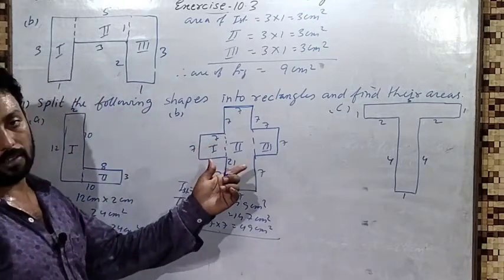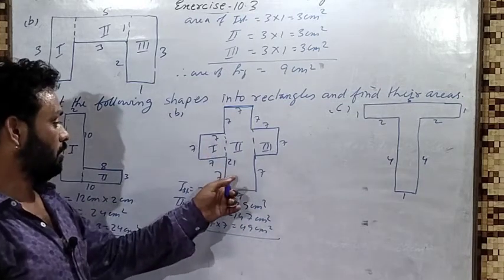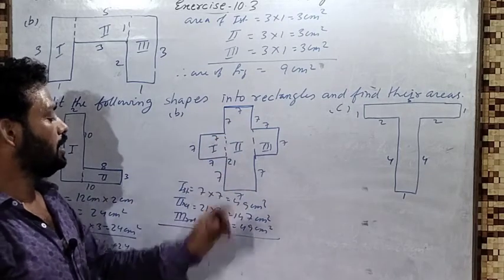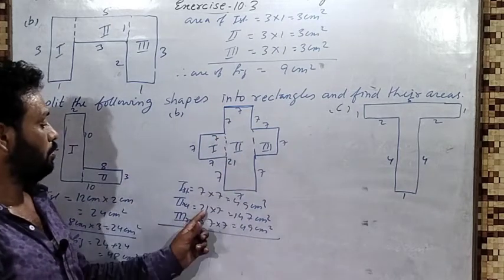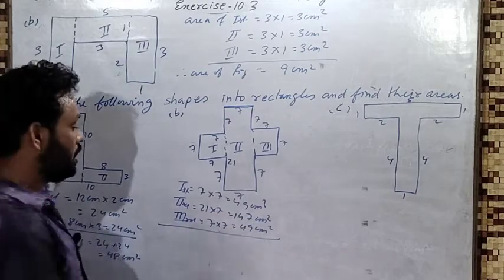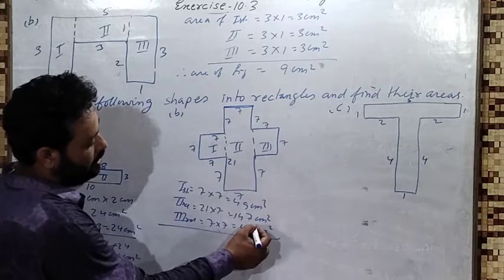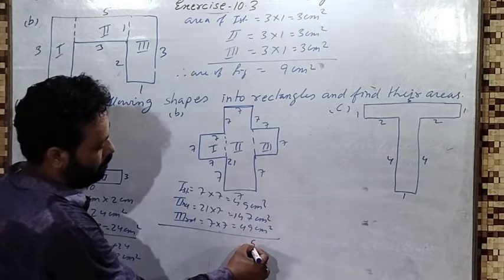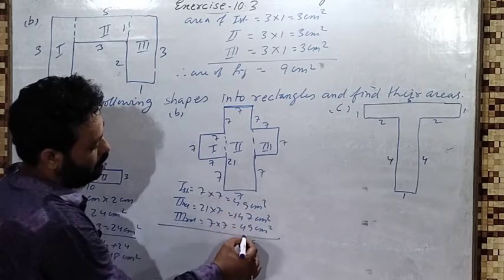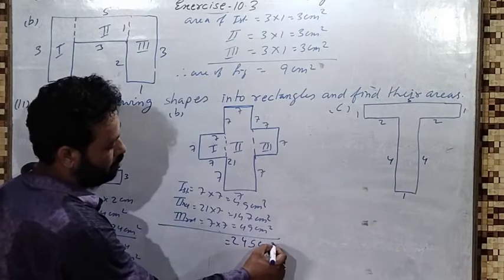First you split. This one is simple to split. So in this one, this is 7, this part was 7, 7. So length will be 21 centimeter, breadth 7. So you will multiply, 7 1 7, 7 2 14, 147. So total area will be 147 plus 49 plus 49, that is 245 centimeter square.